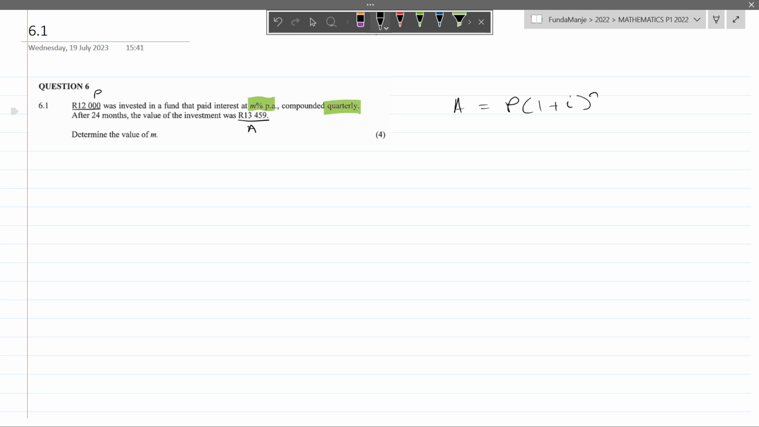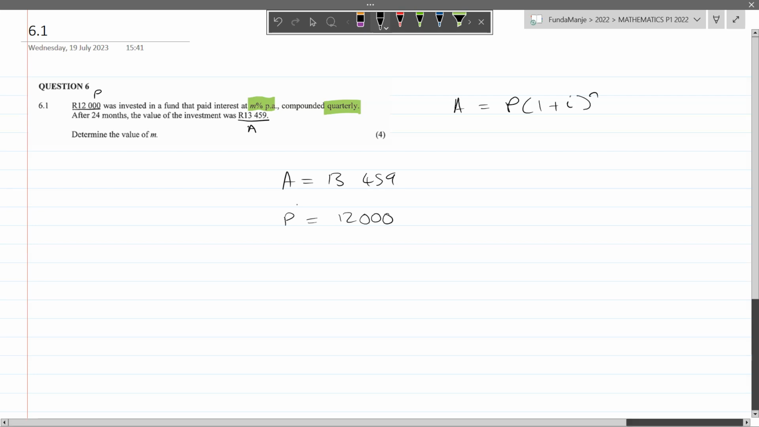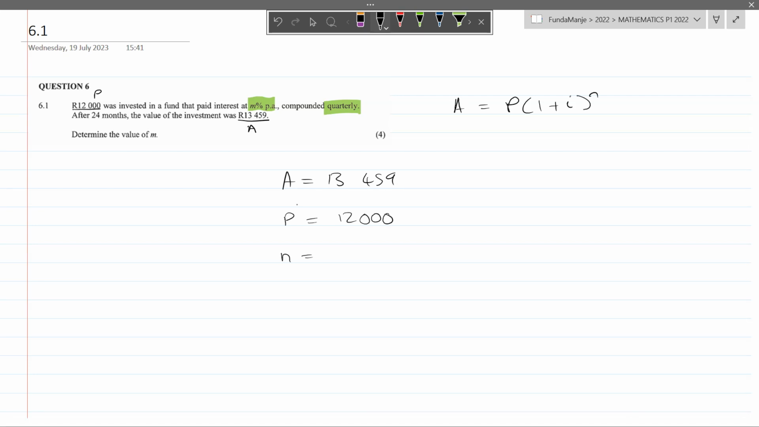So we are solving for m, which is basically the rate, and that would look something like, after 24 months we need to quantify our value. So we know the final amount that we have is 13,459, we know the principal amount that we start with is 12,000, and we know n is the number of years, or in this case compounding terms, which is in 24 months compounded quarterly.